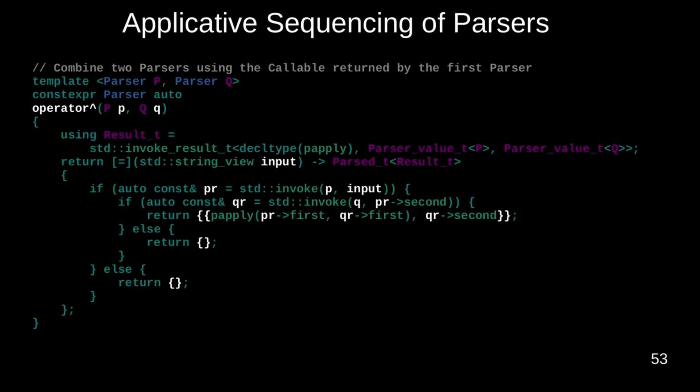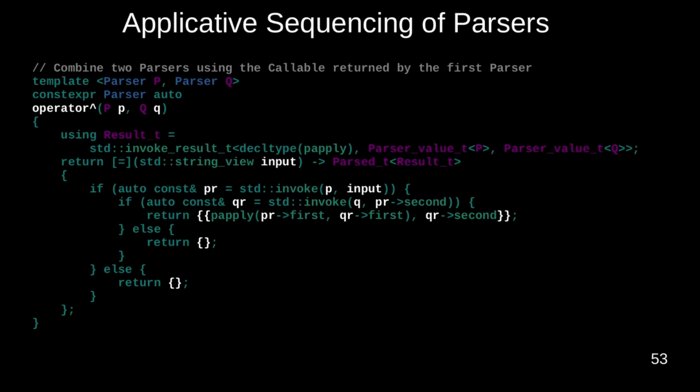You just give it 2 parsers. First we invoke the first one, call its result PR. Then we invoke the second one, call that QR. And then we pass PR and QR, the parsed things, into papply. And that's what we're going to return if both are successful.